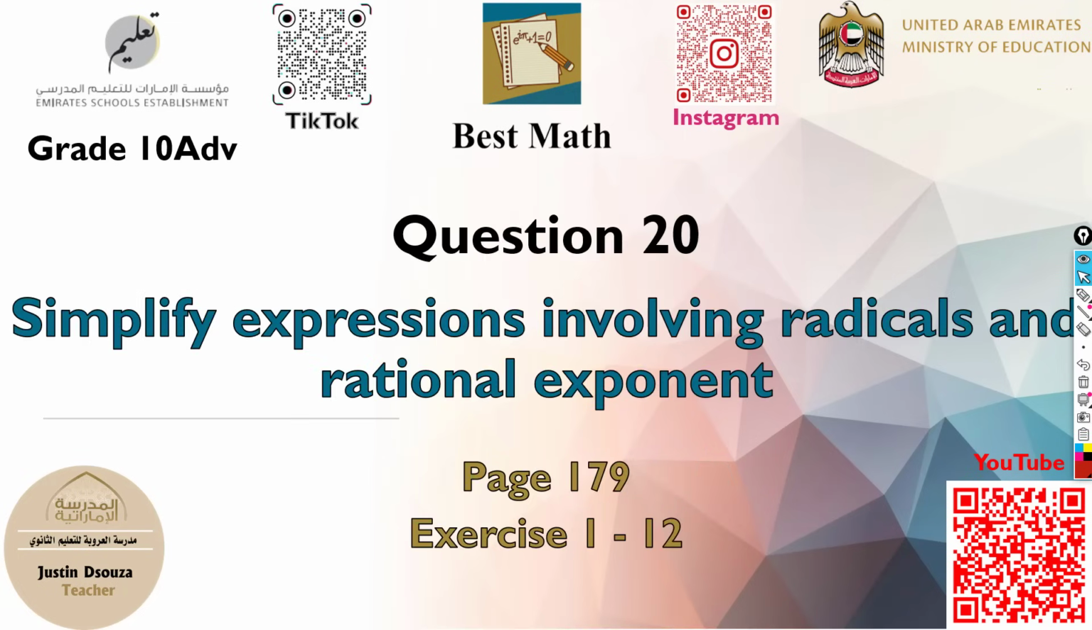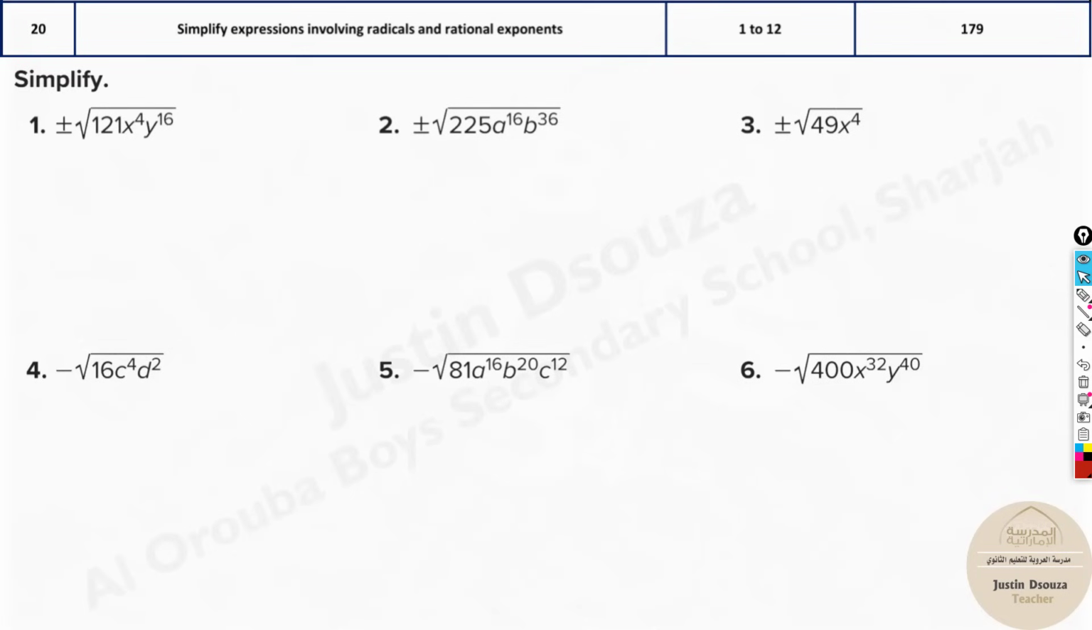The last question in the writing part, question number 20, is to simplify expressions involving radicals and rational exponents. These are very simple types of questions. Over here you just have to solve the square roots, or it might be a cube root or different exponents.